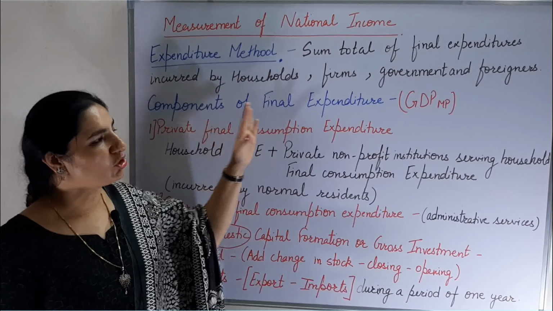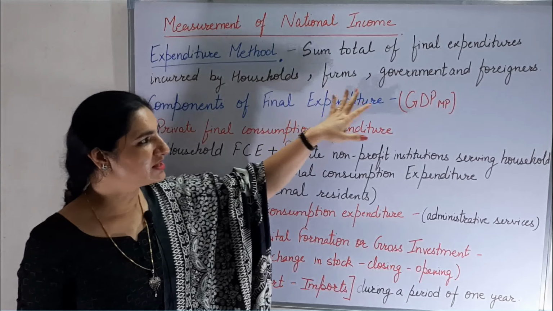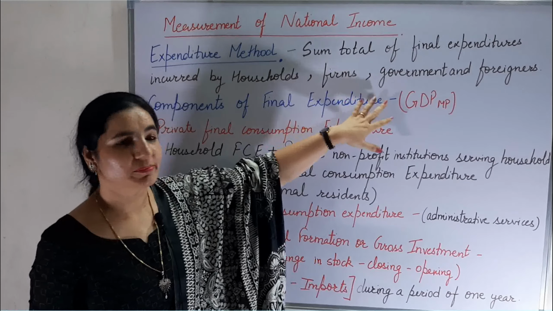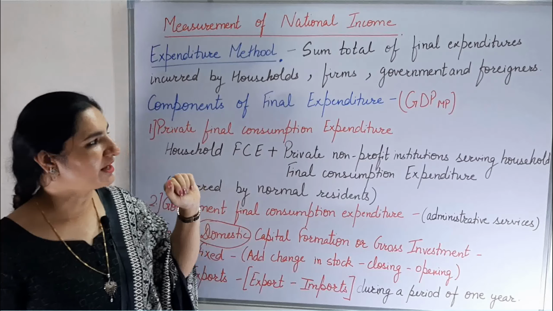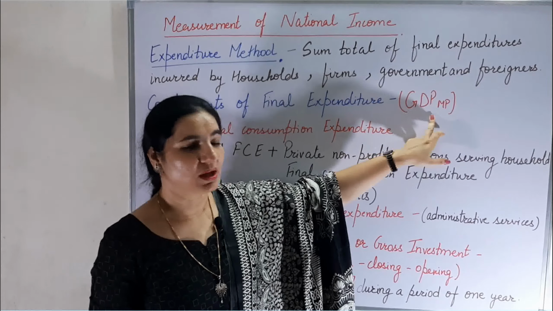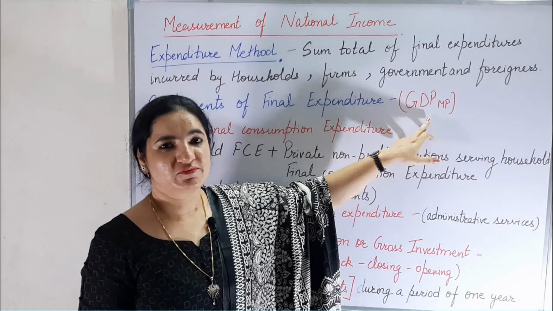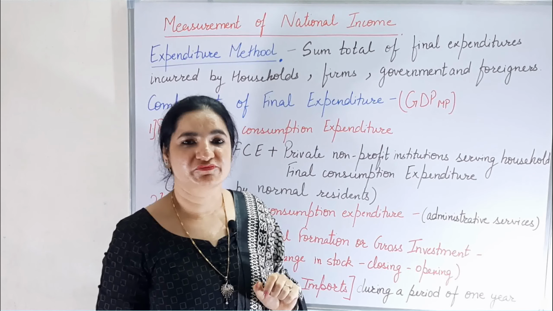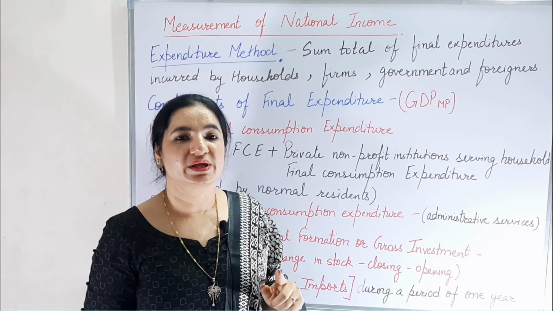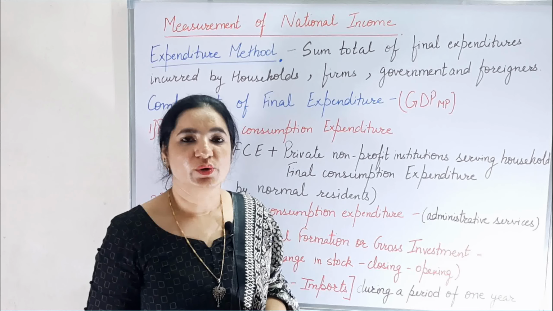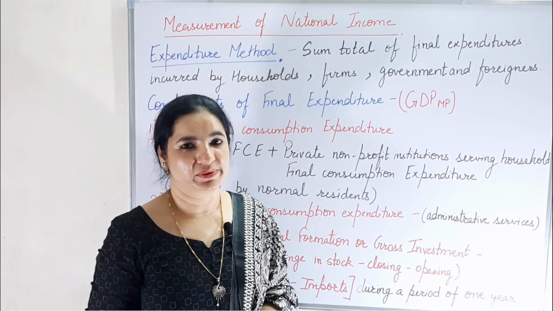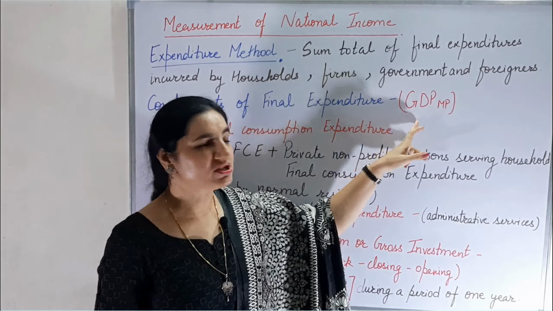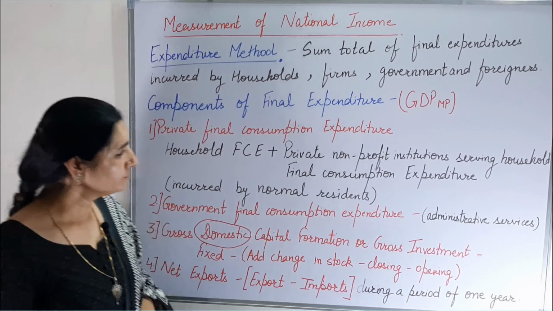Now when we will add all the final expenditure made by all these four sectors, that is household sector, firm sector, government and foreigners, we will arrive at GDP at MP. I want to remind you that when we measured national income by income method, we arrived at NDP at FC, but when we applied value added method, we arrived at GDP at MP. So from this method also we will arrive at GDP at MP.